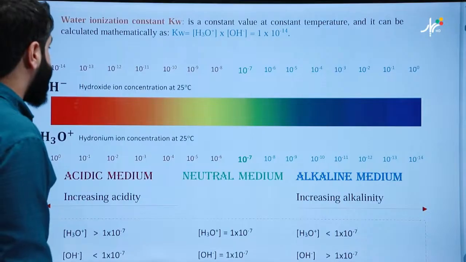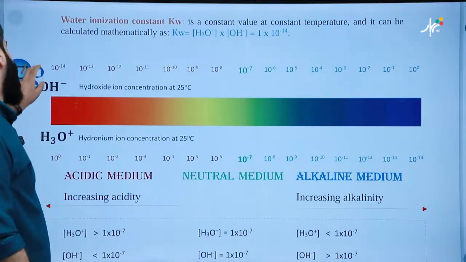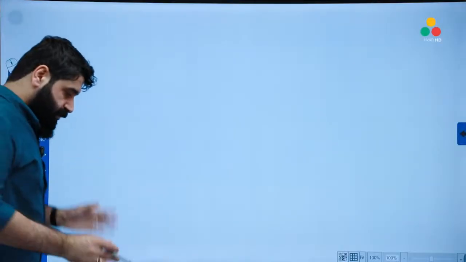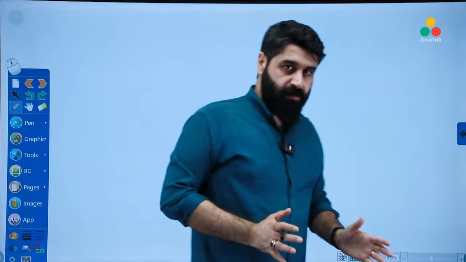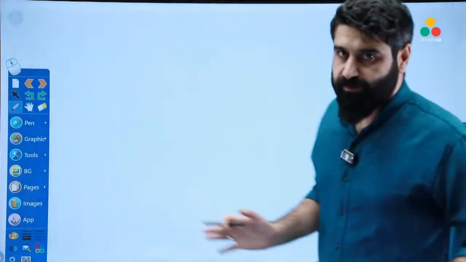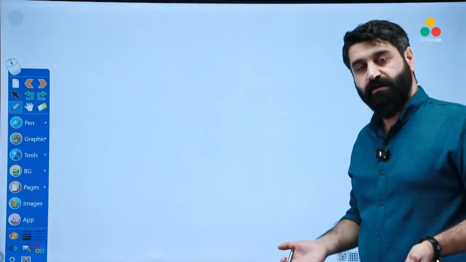Now we have a very important scale for the hydronium ion, my dear. Try to have a white paper and write along with me.